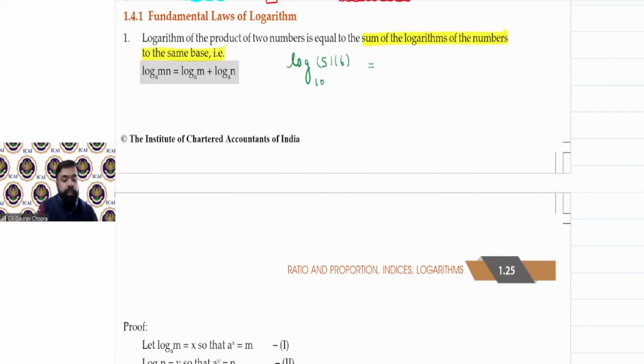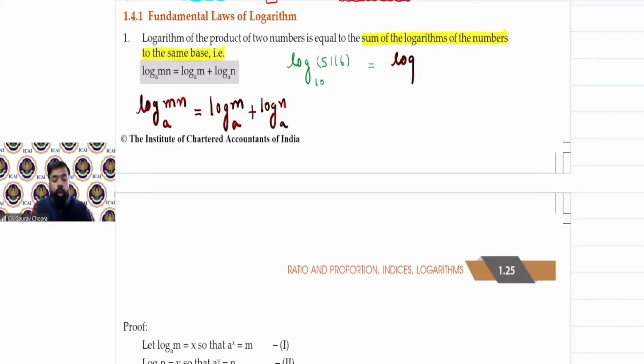So what this property says is, if it is log of mn with base a, then it can be written as log m base a plus log n base a. Similarly, log of 5 times 6 can be written as log of 5 base 10 plus log of 6 base 10. This is the first property of log.